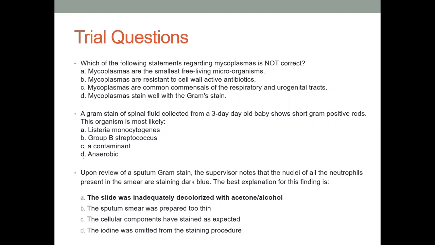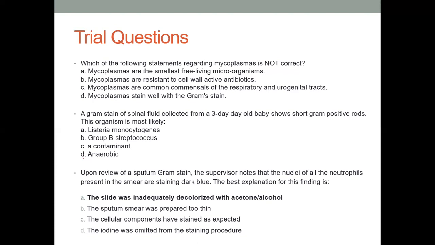So with group A, you do bacitracin. Bacitracin is an antibiotic, and it is sensitive for strep group A. So if you have beta hemolytic strep and you want to rule out Strep pyogenes, which is group A, then you prepare a disc.